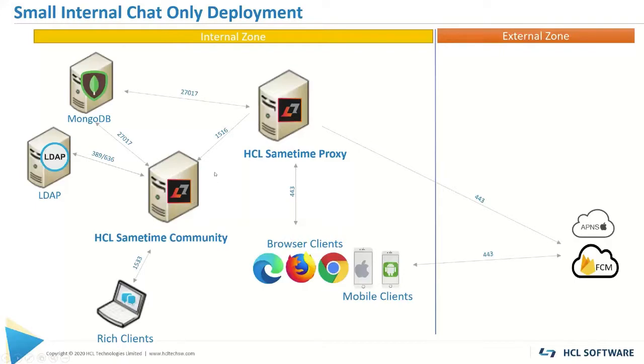Both the proxy server and the community server talk to MongoDB. Proxy does that for our mobile clients. The community server does that for our persistent chat feature. All of the chats that are going on, all the conversations that are happening at a given time are stored in MongoDB, so that when another client logs in or when you come in later for history, that information is pulled from there. And then the community server also talks back to LDAP, if you're configured for that, for its directory infrastructure. So that's where your user lists are stored.